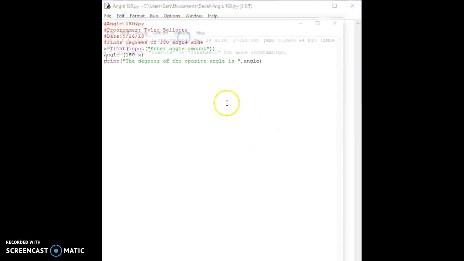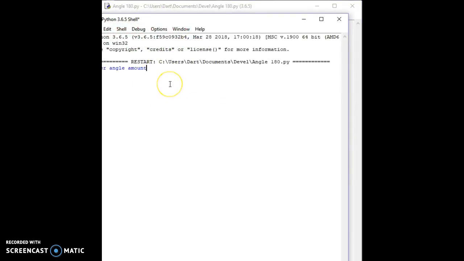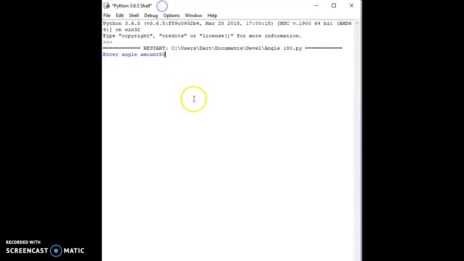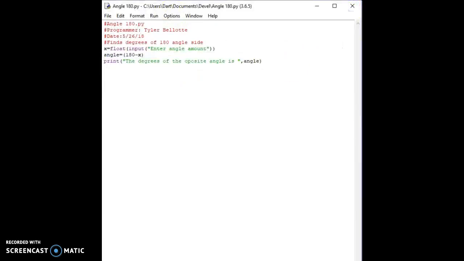Let's try running it. So out of a 180 degree angle, if we cut off, let's say 50, it should give us 130. There you go. 130. And the way we got that was just adding the float input for decimal points. Input, enter angle amount. Angle equals 180 minus the input. Pretty simple. And then just print.